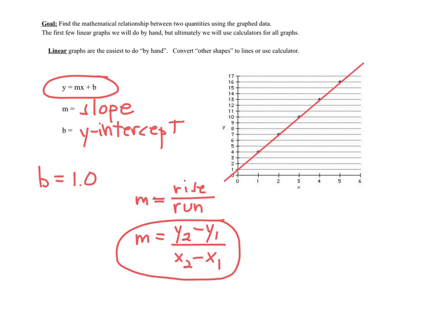Let me go back here for a second. This is an important number. I'm going to circle that. This equation that I'm looking at right here is the concept or mathematical expression for, or equation for, finding the slope of a line. We're going to do this by hand right now.